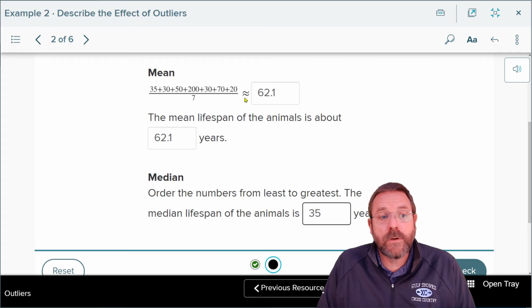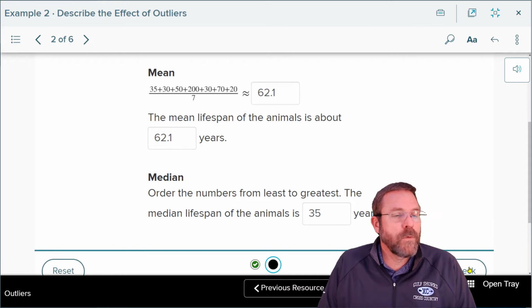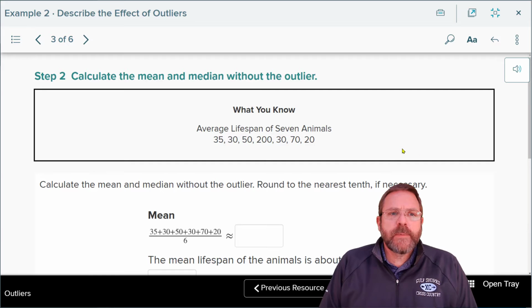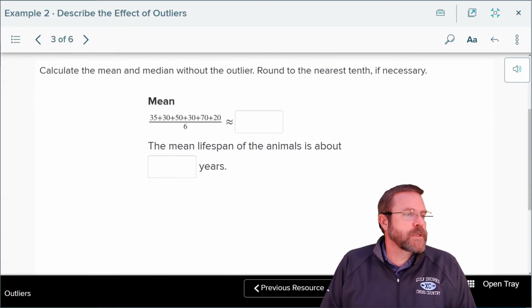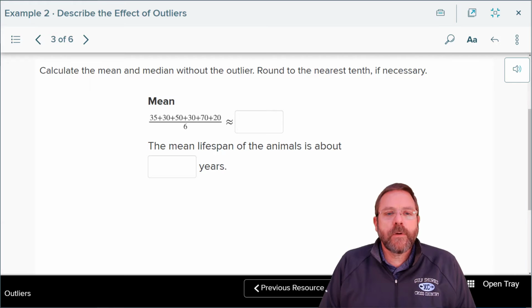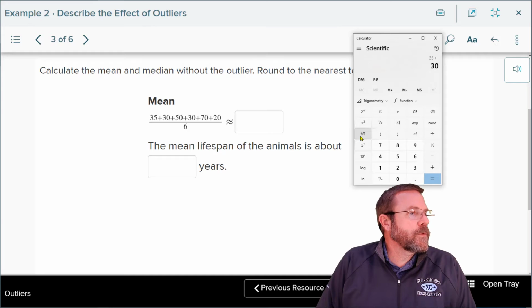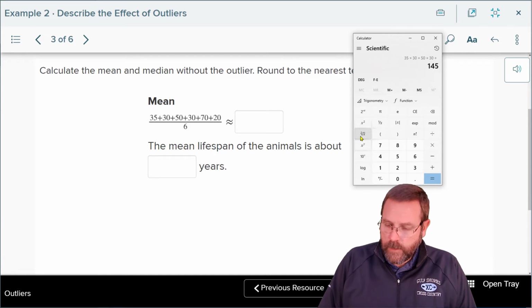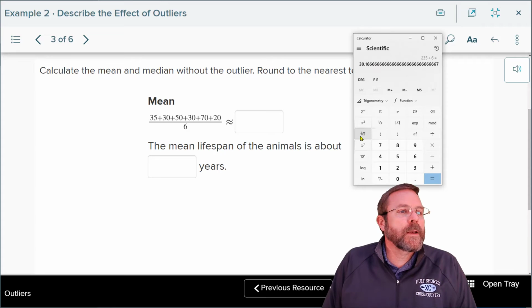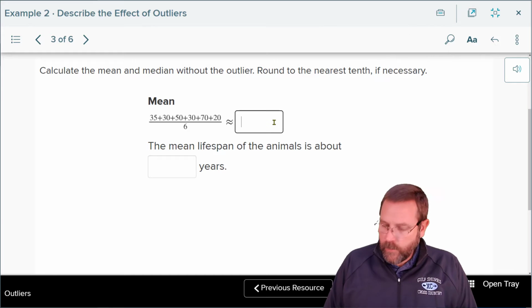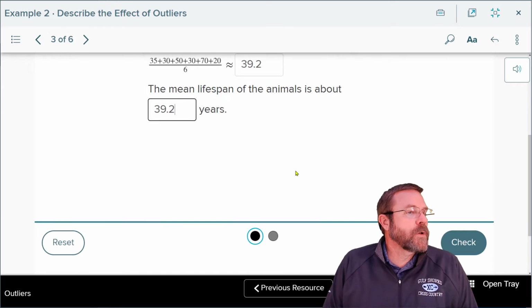So we can say that the median age right here is going to be 35 years, which is very different from the 62 years that we came up with when we were looking at the average. Now we're going to do the same thing, only we're going to leave Mr. Tortoise out of it. So we find our mean without Mr. Tortoise, which is 35 plus 30 plus 50 plus 30 plus 70 plus 20. That equals 235. We divide that by the 6 critters we're looking at now, and that gives me a mean rounded to the nearest tenth of 39.2. So the mean lifespan there is going to be 39.2 years.